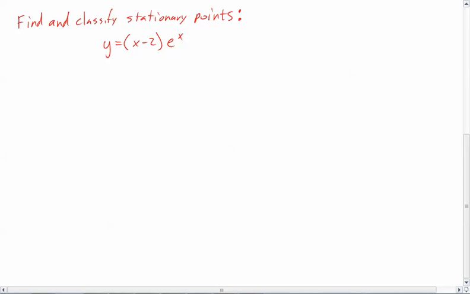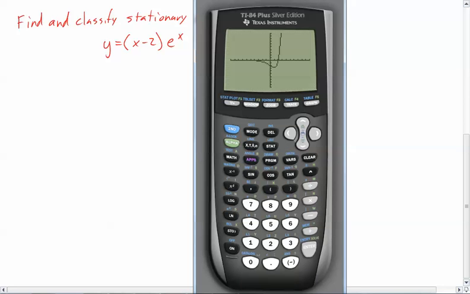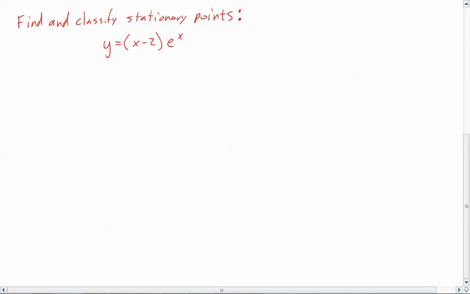Anyway, for this example, we are going to be looking at this function. To be honest, I have no idea what this function looks like, well, now I do because I just graphed it on my calculator. It looks like this. I never would have figured that out. So we're going to see if we can find and classify any stationary points here.